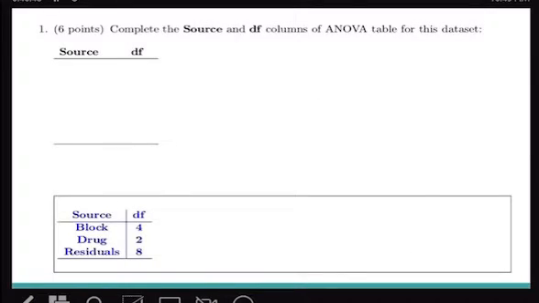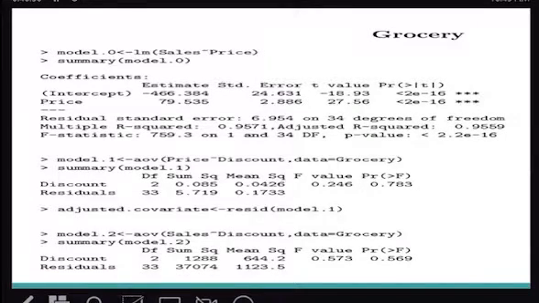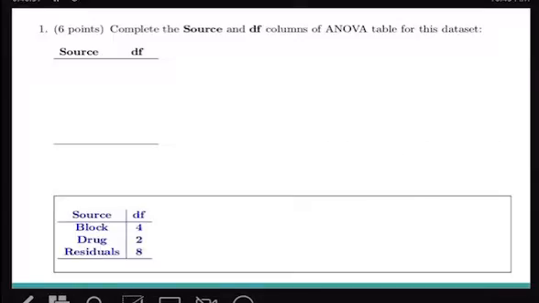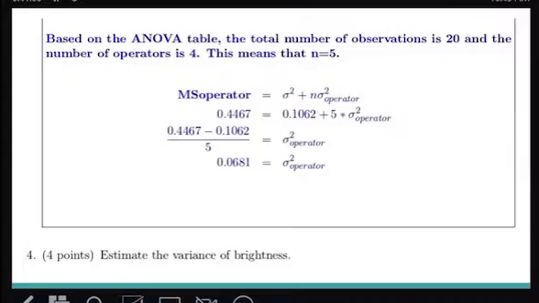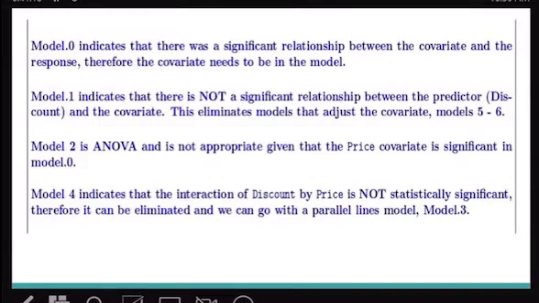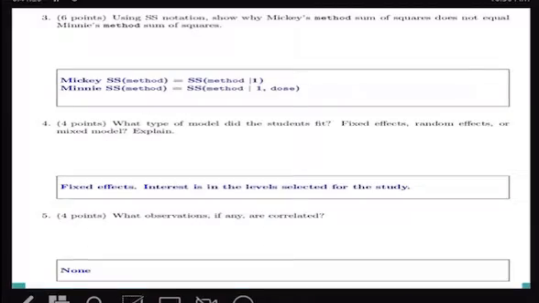Take a look at this. Now, when you take a look at minus 472.79 and whatever else you have, if you go back, that will enable you to calculate the adjusted means I will talk about. Let's take a look at that now. Negative that, where do I see 79.591? Where do I see 6.822? Where do I see 11.476? Okay, I'm going to show you now. 79.591. You're going to see that now.